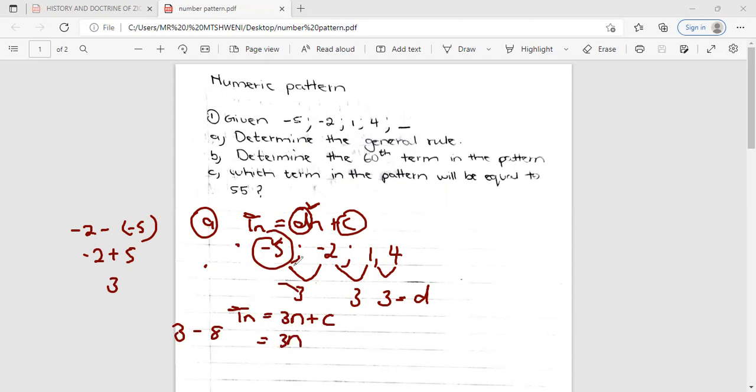Okay, sorry about that. So it's going to be 3n minus 8. Just erase this. Yes, so that's how we are going to do it. We can test it by saying 3, then we put in term number 1, minus 8. 3 times 1 is 3, minus 8 we get -5. When we put in term number 2, we get 3 times 2, which is 6, minus 8. You get negative 2.